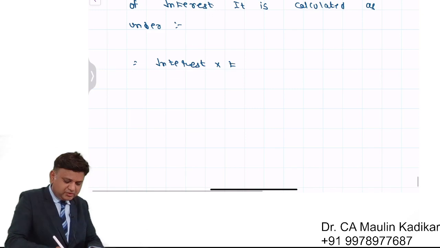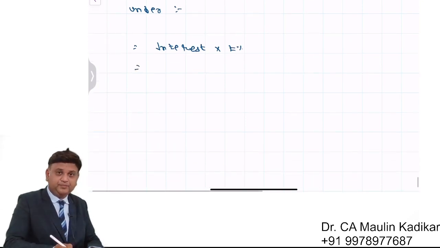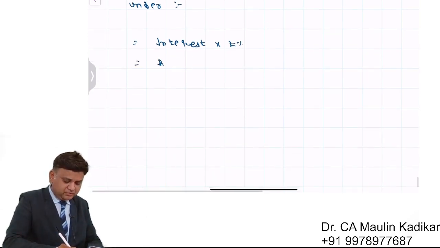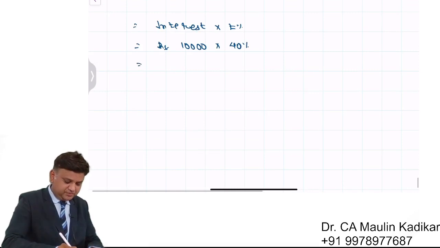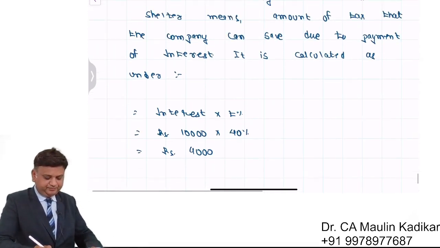It is interest into tax rate. What is the interest amount? It is 10,000 rupees. Tax rate is 40%. That comes to 4,000.